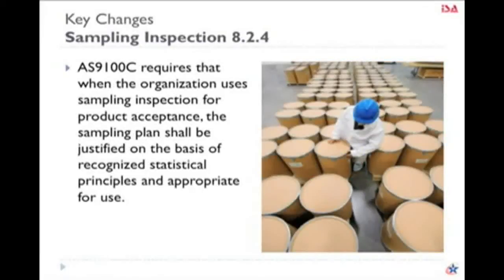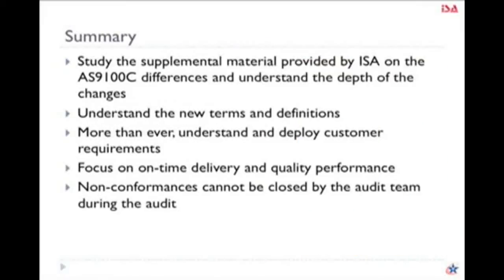AS9100C requires that when the organization uses sampling inspection for product acceptance, the sampling plan shall be justified on the basis of recognized statistical principles and appropriate for use. The rationale was that numerous requests were received to improve the sampling clause, and that the way it was previously written confined organizations, even though other plans could still be proven statistically valid. The revision to AS9100 brings significant changes, not only to the standard, but also to how audits will be conducted. It will be an audit tool, and auditors will be measuring organizational effectiveness.